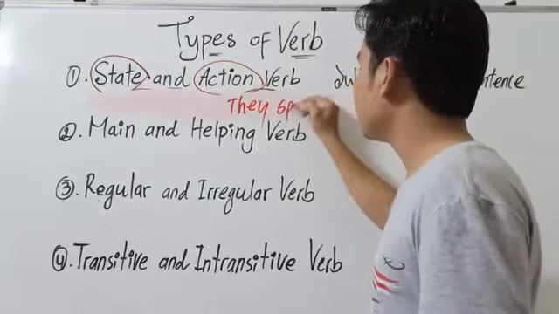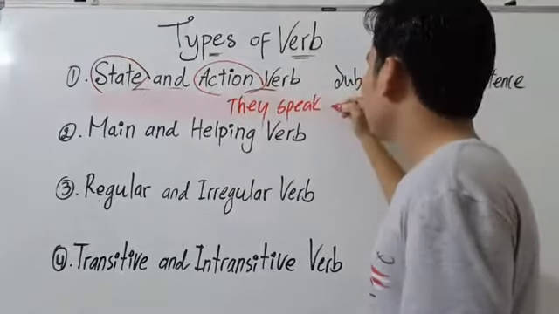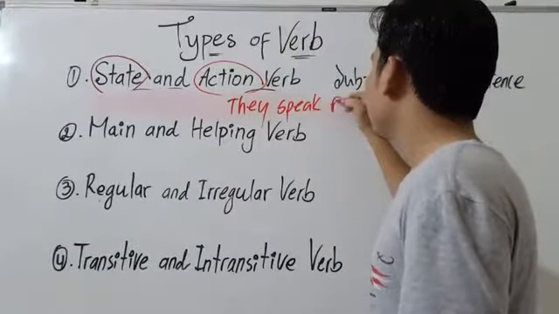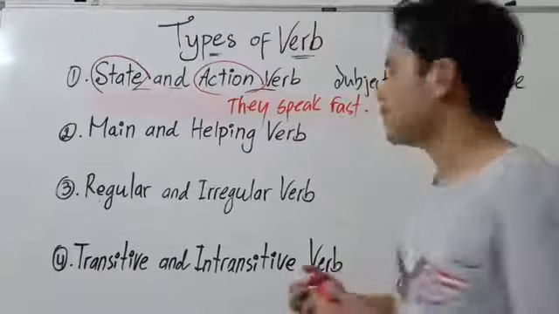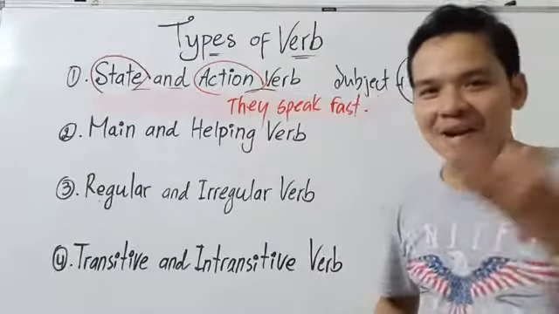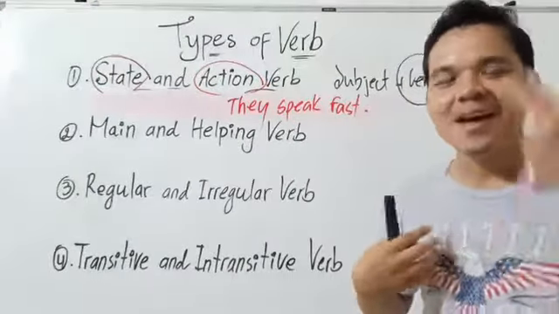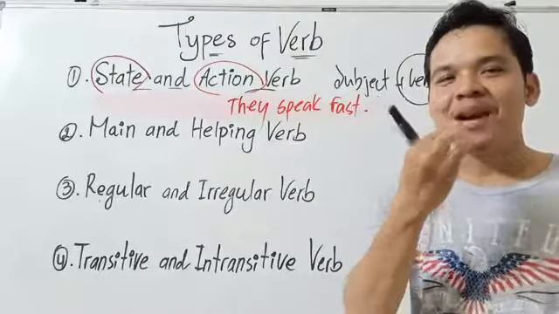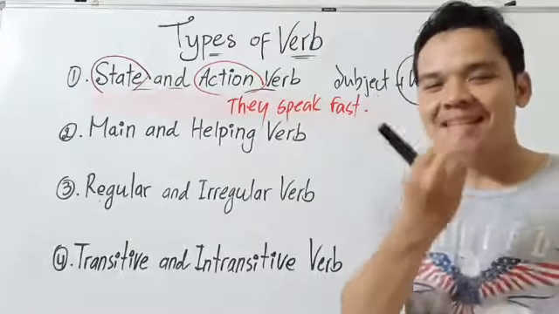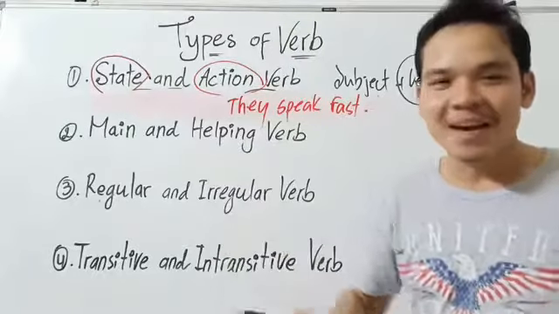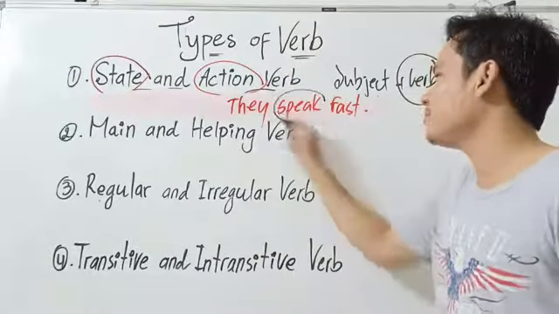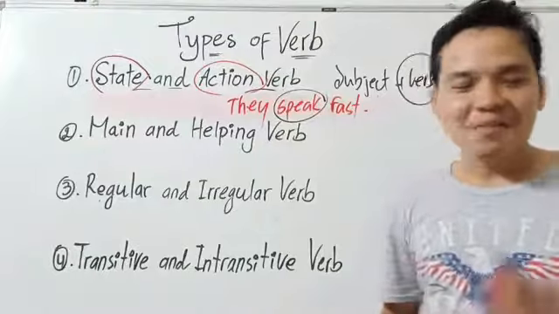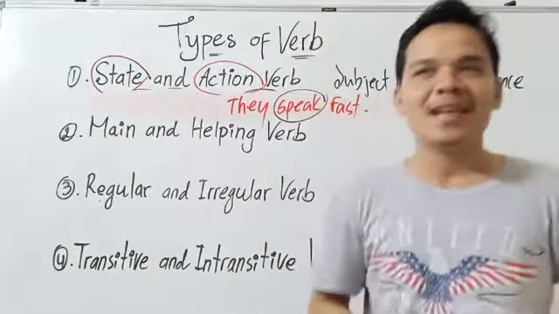Okay. So walk is the action verb because this verb talks about the action. When we walk, it shows our action. They speak fast. Okay, so speak, like now I'm speaking. You see my mouth close and open, close and open. The activity of my mouth. I'm speaking. So speak is the action verb. You know, action verb. So very easy to recognize.